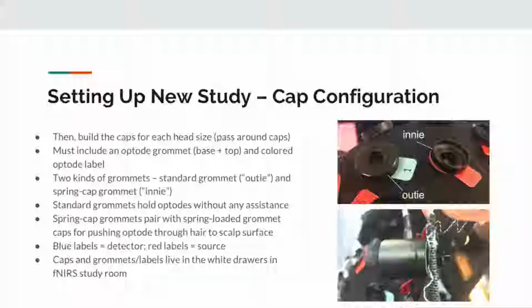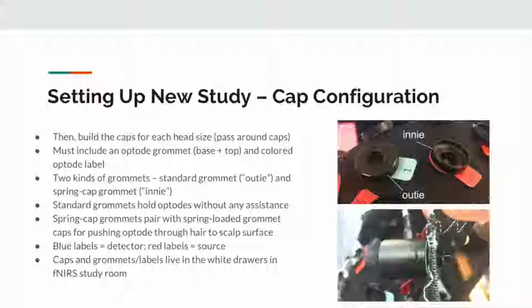Then on the physical cap, once you have your probe montage set up as a template, you need to make that template in the actual physical caps. To build these, there are things called grommets, which hold the optodes in place in the cap. They are made of a base and a top, and they're like a button that you push through each hole and then snap in place. Then there are little colored labels that you put on each grommet to tell you this is where, say, detector 1 is supposed to be, this is where source 10 is supposed to be, and so on.